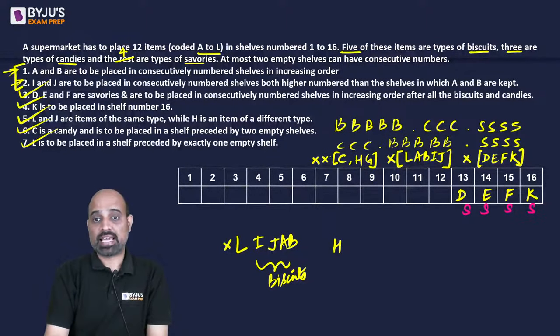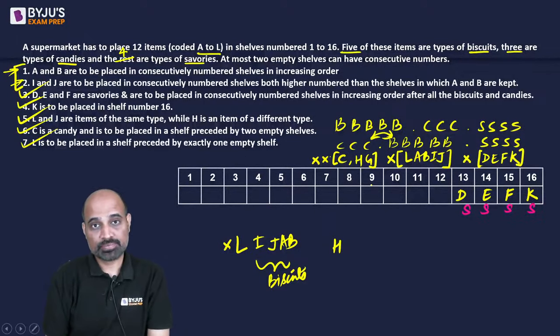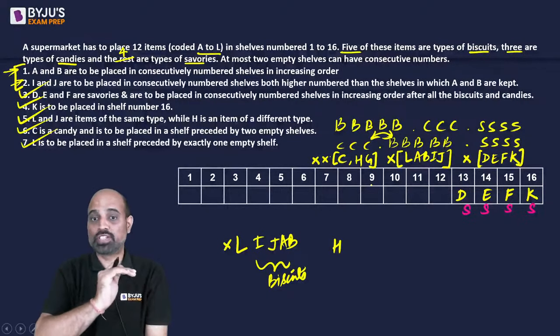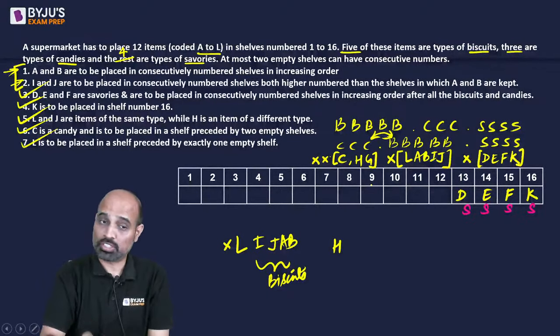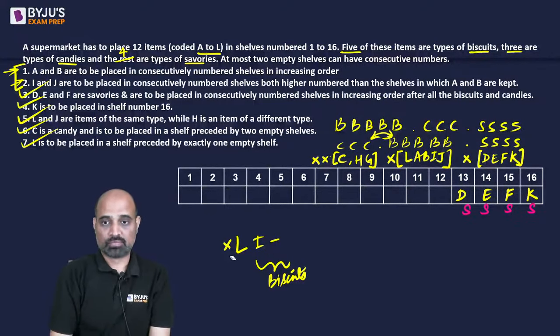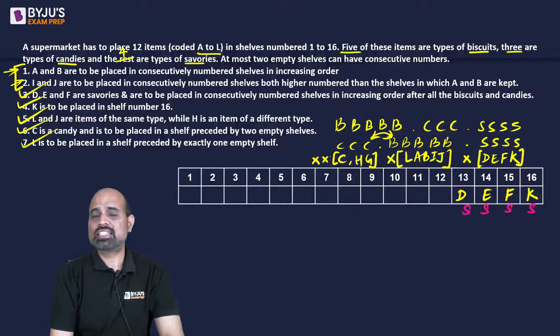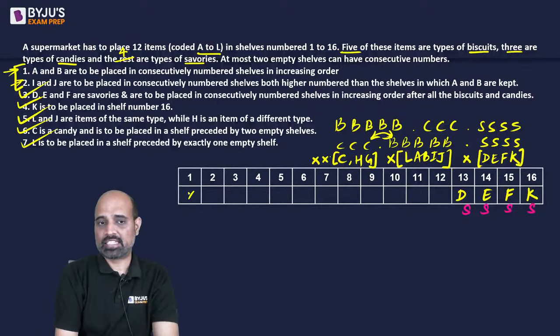Now, candies and biscuits can interchange, right? Why can they interchange? Because we don't know if C is to the leftmost or whether L is to the leftmost. Nothing of that sort is given. So what cases will we get? Let's assume that candies are at the beginning. So there are 2 empty places, then we will have C, H, G. These are the candies. And then 1 empty place.